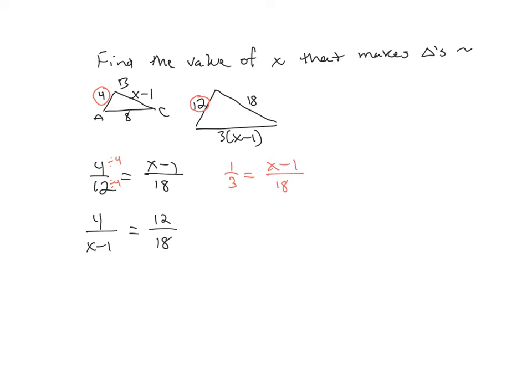Okay, but you are going to need to be careful of something here. When we do the diagonals, 1 times 18 is 18, and then this is 3 times x minus 1. So it's not just 3 times the x. So you need to distribute, and then we can solve.